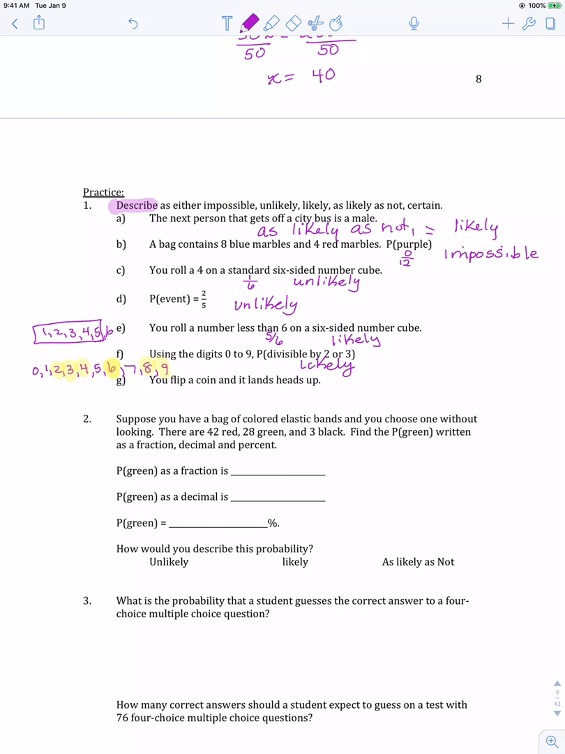And when you flip a coin, what's the chance that it lands heads up? A 50-50 or a 1/2 probability? That is described as likely as not.